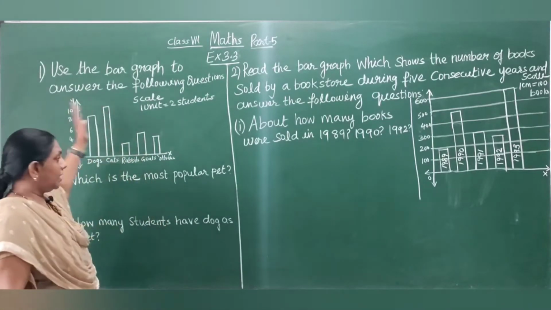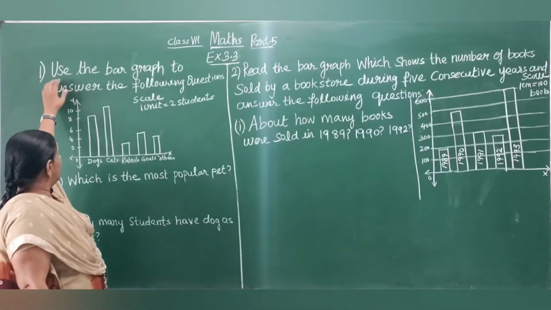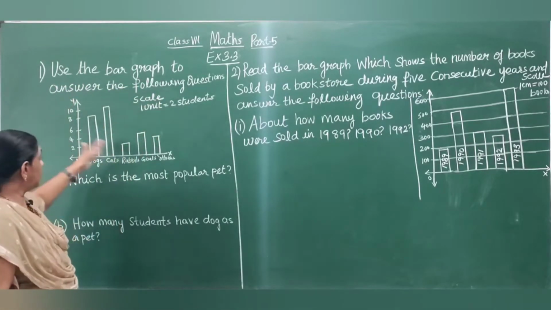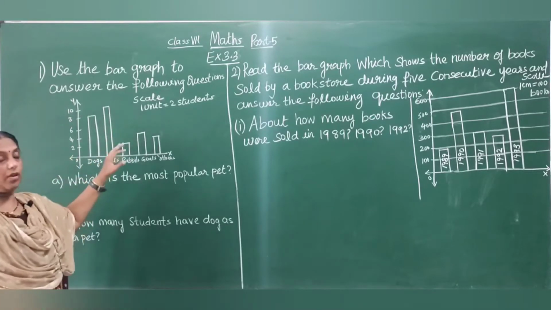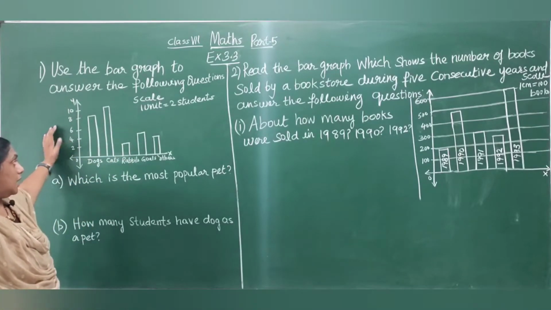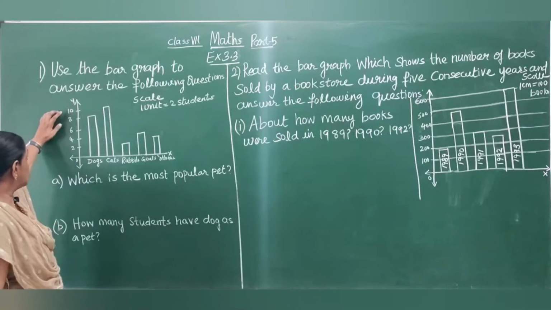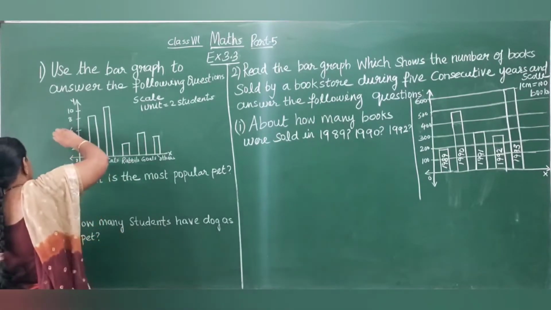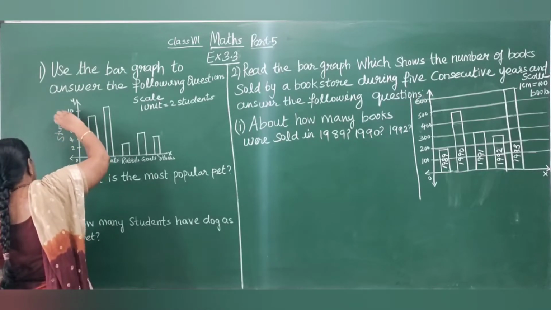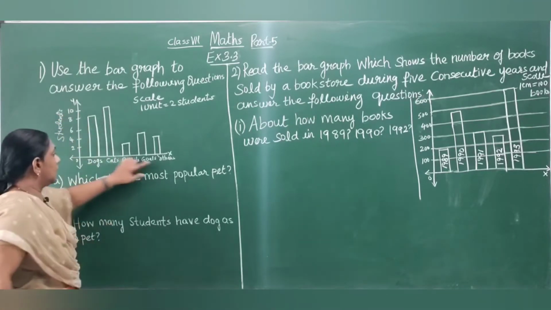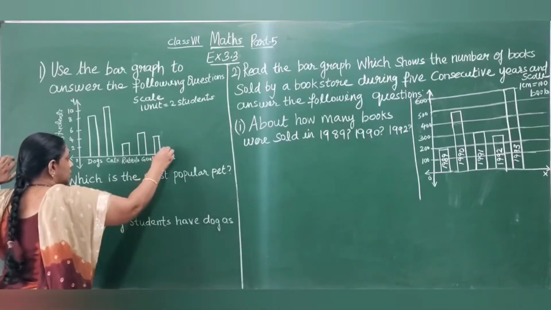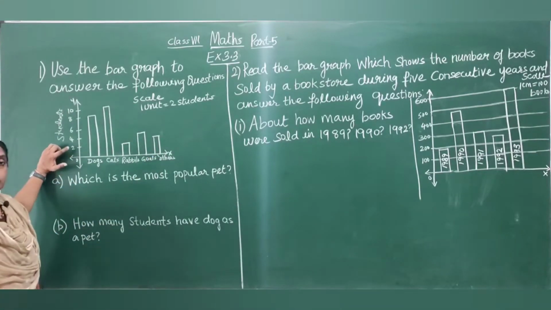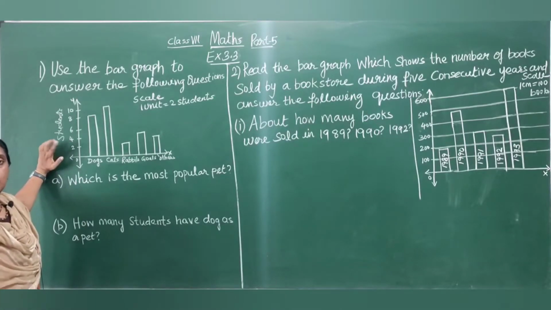Question number 1: use the bar graph to answer the following questions. This is the bar graph. The background lines are not given. Scale is given: 1 unit to 2 students. Here this is the number of students and this is the name of the animals. This is the x-axis and this is the y-axis, and where the x and y axes join is 0. 0 is the origin.